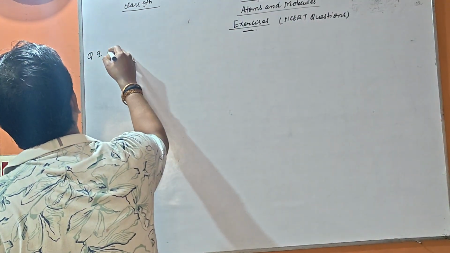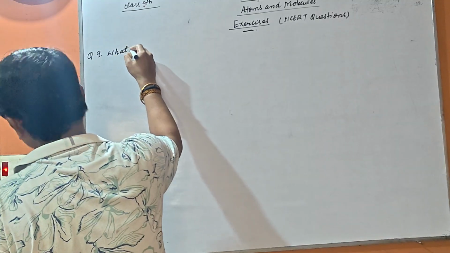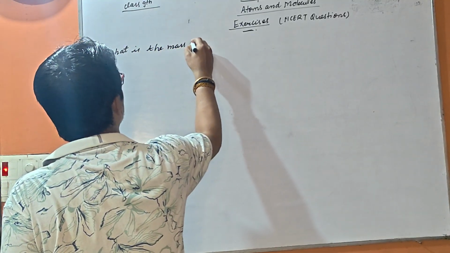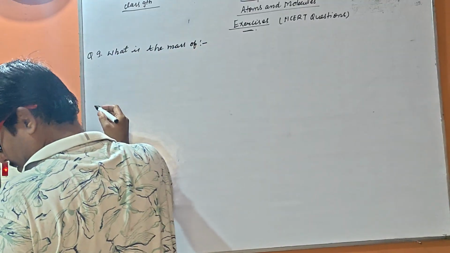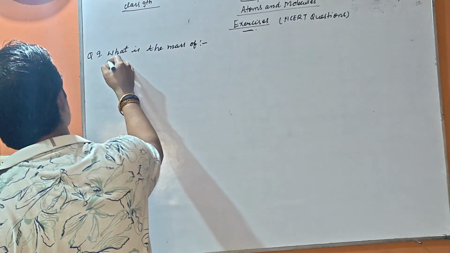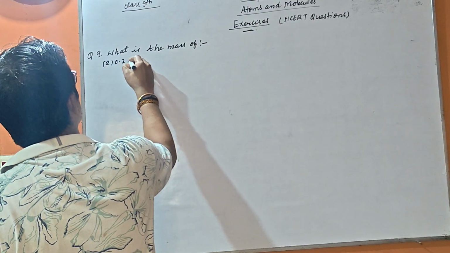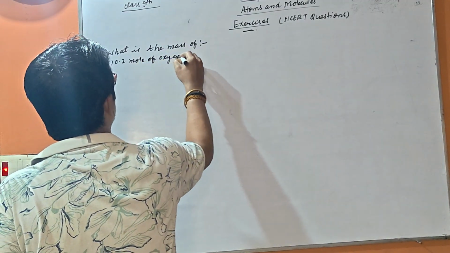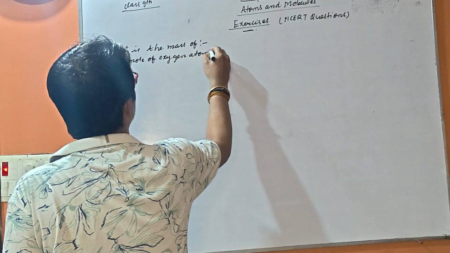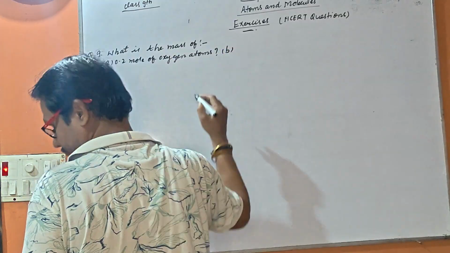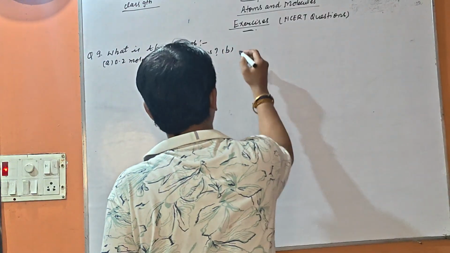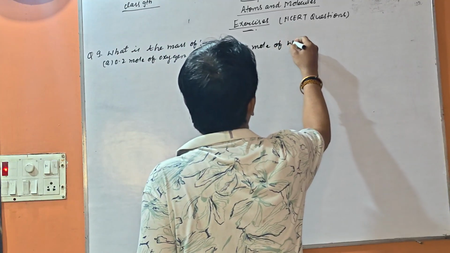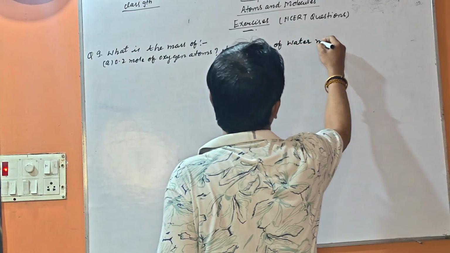Question number 9. What is the mass of A: 0.2 mole of oxygen atom, and B: 0.5 mole of water.